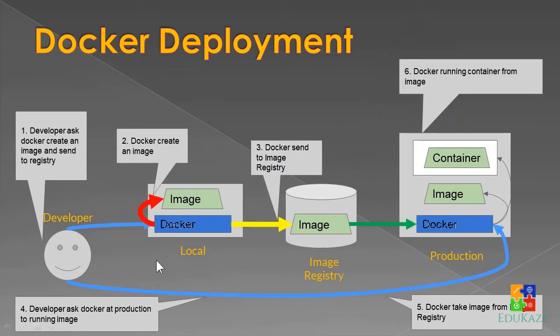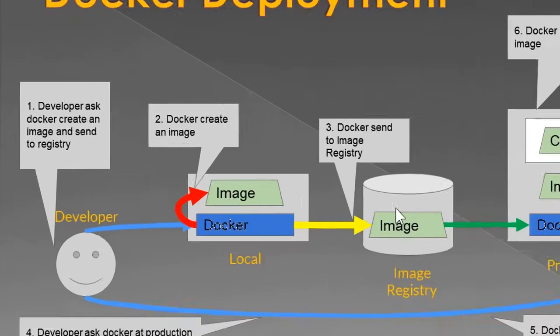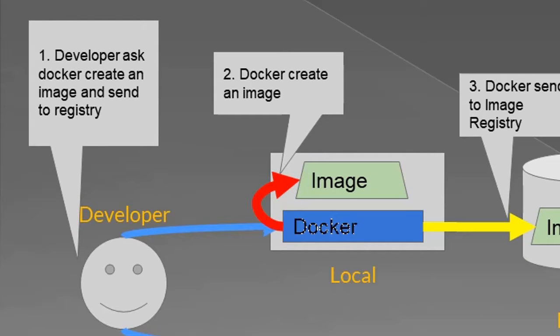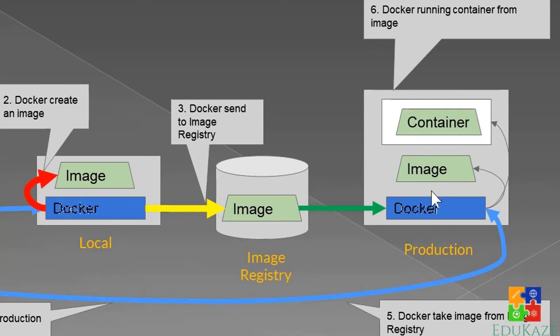The following illustrates the deployment of Docker if done without Kubernetes. Initially, the developer asked Docker to create an image of the local PC and send it to the image registry. The next process, the deploy process in production. The developer will ask Docker in production to take the image in the registry and run it.